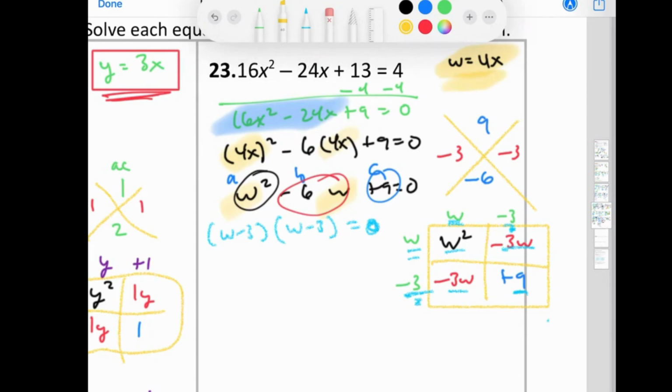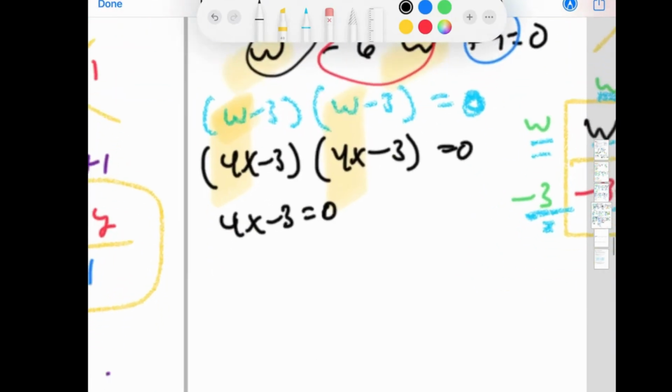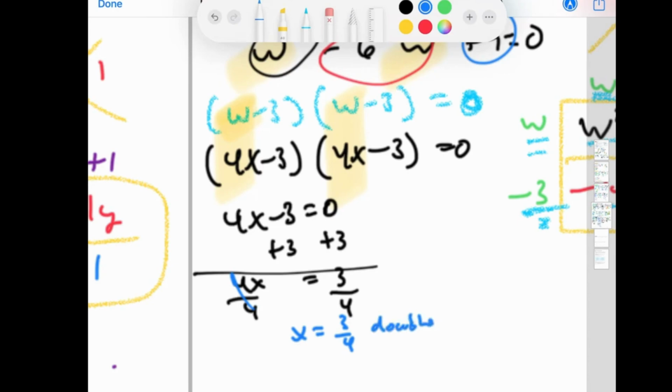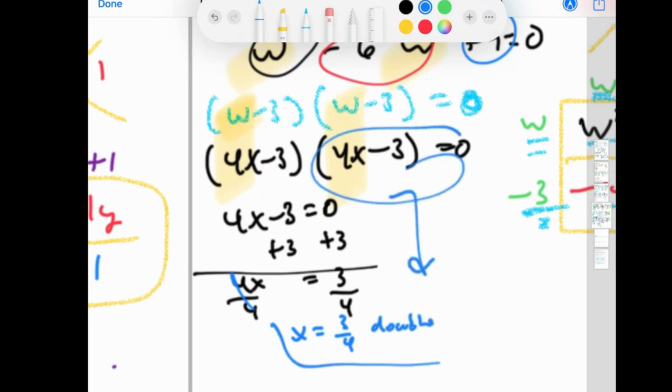Every W we see, we're going to write 4x, and then just set it equal to 0. Solve, add 3 to both sides, divide by 4, careful, x equals 3/4. Double. Why is it double? Because you're basically doing the same thing again over here.